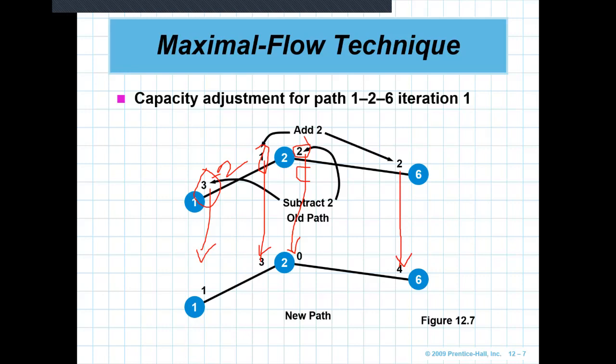And then check. From 1 to 2, this path is still possible, because there are 100 cars that can go from 1 to 2. But from 2 to 6, there are no more possible cars, the cars are unable to pass through this path, because it's 0 from 2 to 6. So we cannot go through this path anymore.